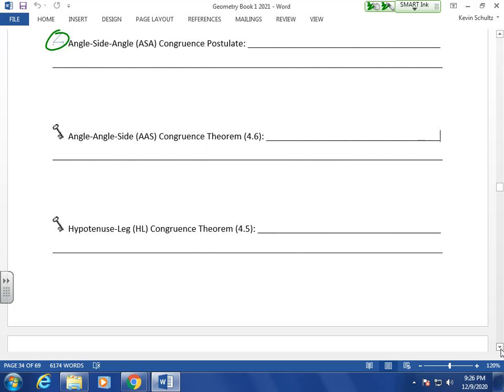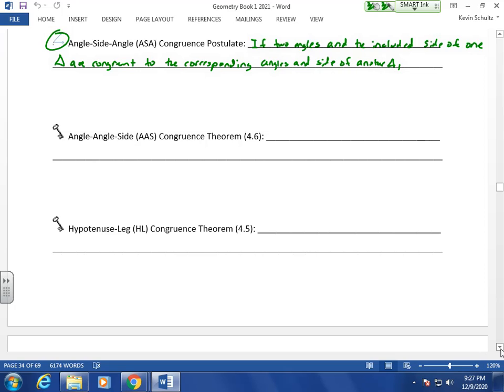So the angle side angle congruence postulate, or ASA, similar to side angle side, says that if two angles and the included side of one triangle are congruent to the corresponding angles, not sides this time, angles and side of another triangle, then the triangles are congruent.